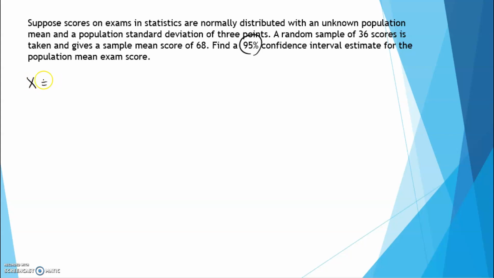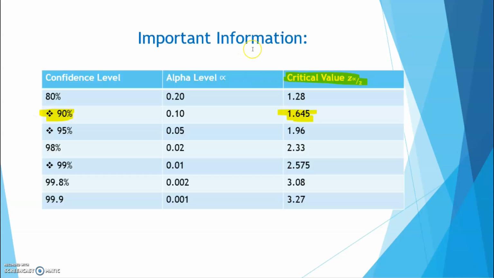So we would have the same situation. X bar would be 68, and I need to find my margin of error, which is Z times sigma divided by the square root of N. Okay, they gave me sigma. That is just 3 points, or 3. They gave me the sample size, which is 36. I need to find my Z-score based on this confidence level. If I'm at a 95% confidence level, then my critical value is going to be 1.96.